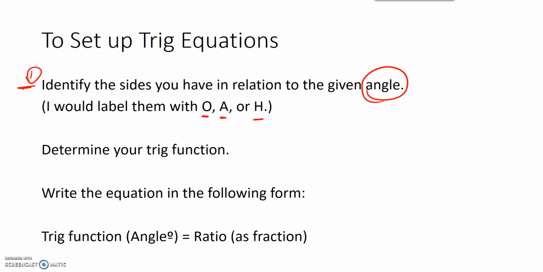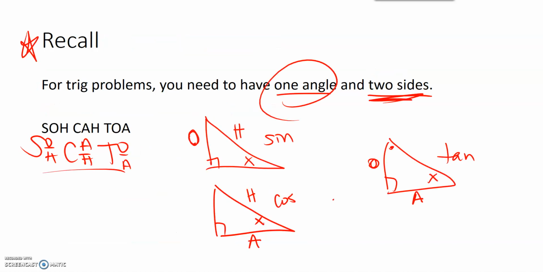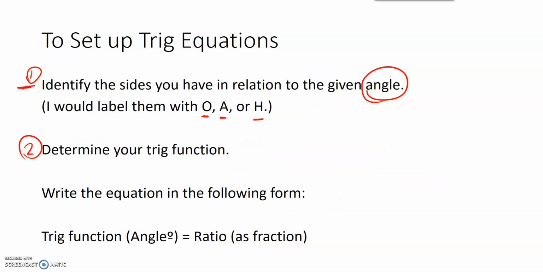Once I've done that, step two is to determine the trig function. So we're going to look and see which of these three triangles we have. Did they give us an O and an H so that we'd use sine? Did they give us an A and an H so that we use cosine, or did they give us the opposite and the adjacent, the O and the A, so that we use tangent? Okay, that's the next step. So step one, label what you have. Step two, use that label in order to determine your trig function.